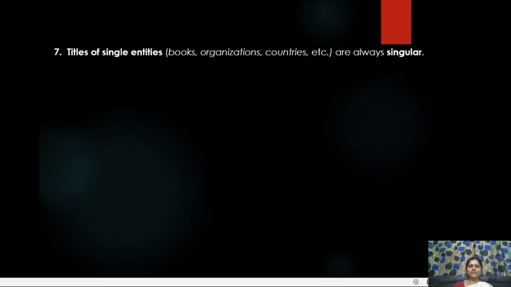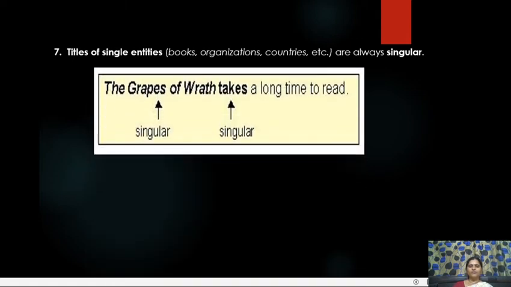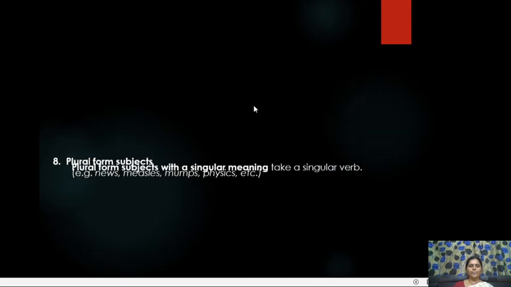Titles of single entities, that means the titles of books, titles of journals, titles of organizations, titles of countries, etc. They're always singular. For example, The Grapes of Wrath takes a long time to read. Grapes of Wrath is the title of a novel or a book, and it has to take a singular verb, like, The Grapes of Wrath takes a long time to read. So this is the title of the book. It always should be followed by a singular verb.